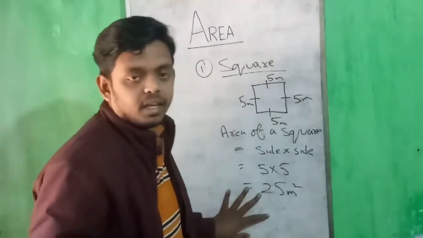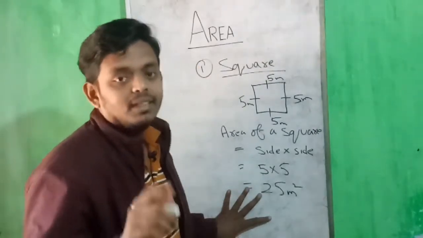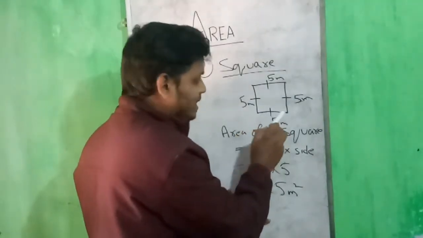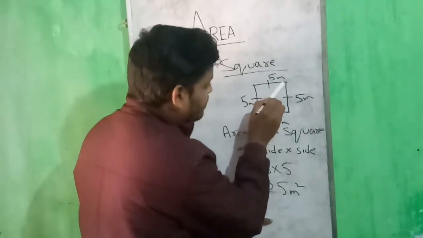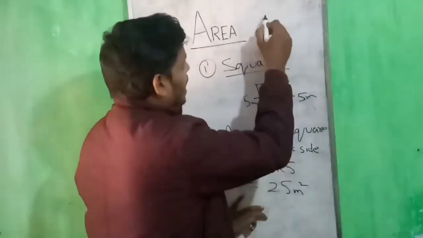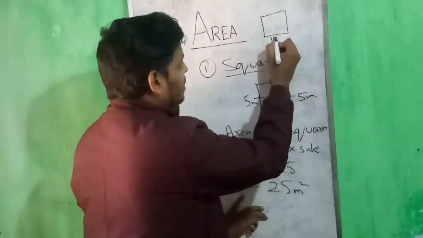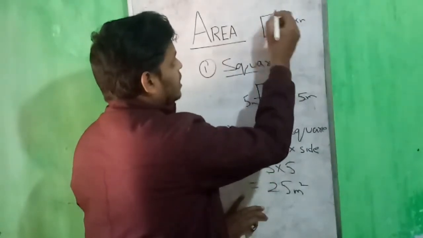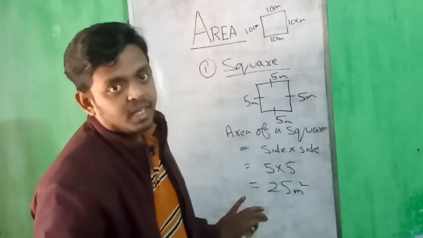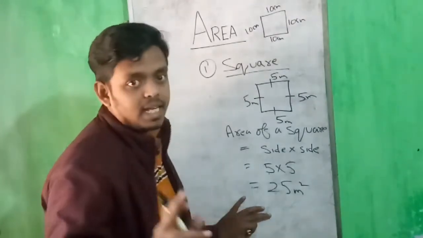So remember, a square has all four sides the same. Whatever this side distance is, this side distance will be the same, and this side distance will be the same. Imagine I am drawing a square over here. If this side is 10 centimeter, this one will be 10 centimeter, this one will be 10 centimeter, and this one will also be 10 centimeter. A square having all sides the same is known as a square.